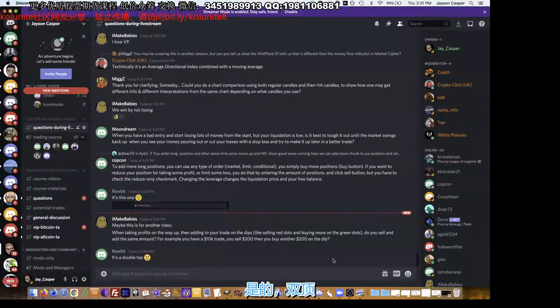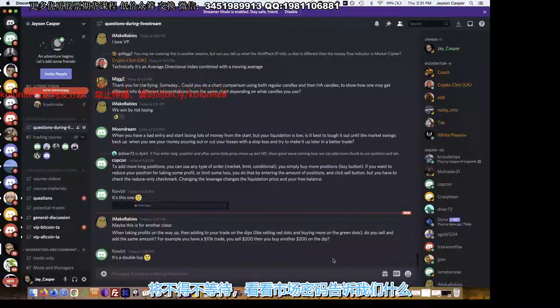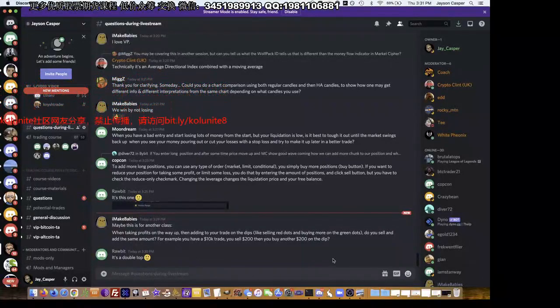Robert, yeah, double top. Yeah, double top. So yeah, maybe we're heading down, guys. Maybe we're heading down. We'll have to wait and see what Market Cipher tells us.